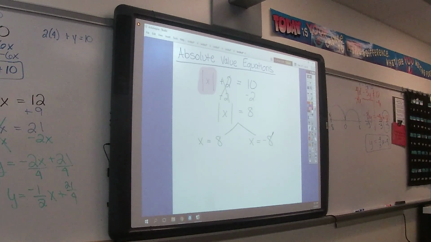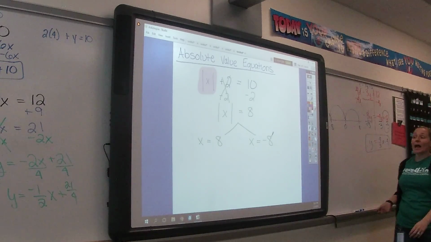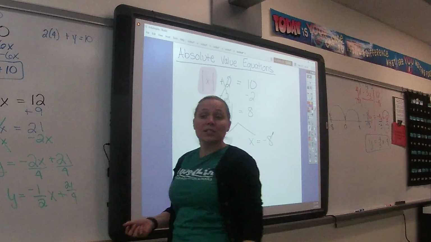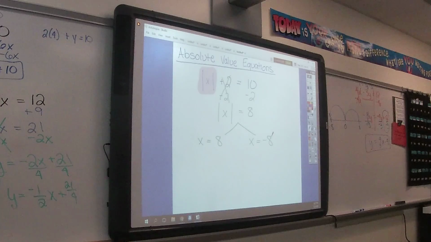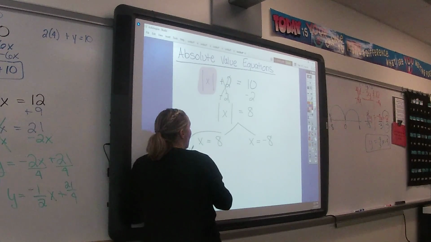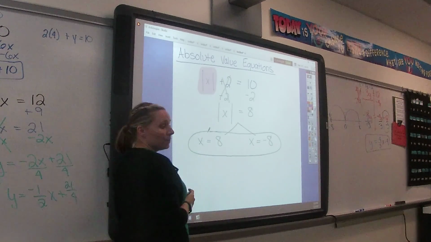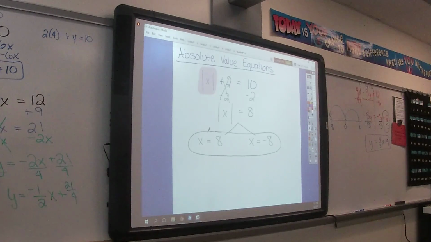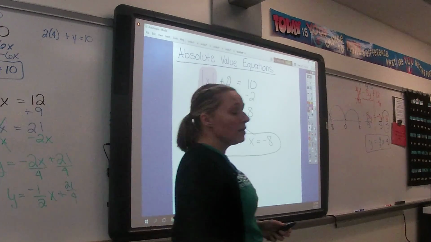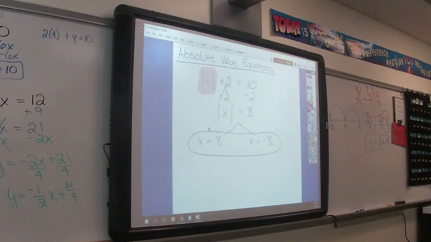So if we're looking at this point, there is nothing else to solve and we have 2 answers. X can be 8 or x can be negative 8. How can we check and see if we're correct? Plug it back in. So if we were to plug this back in, how many values would we have to plug in? Not 1 value. 2, right? Because how many answers did we get?